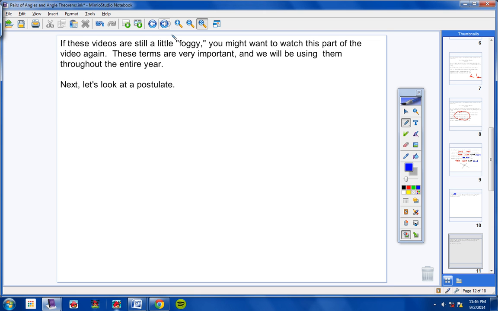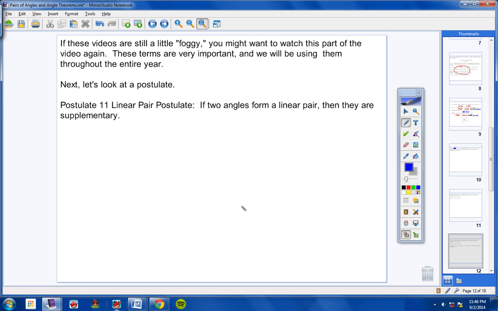Next, let's take a look at a postulate. Go ahead and copy this in your notes if you would, please. Postulate 11. It's called the linear pair postulate, and I just taught this to you. I just went over this on the last page. If two angles form a linear pair, then they are supplementary.